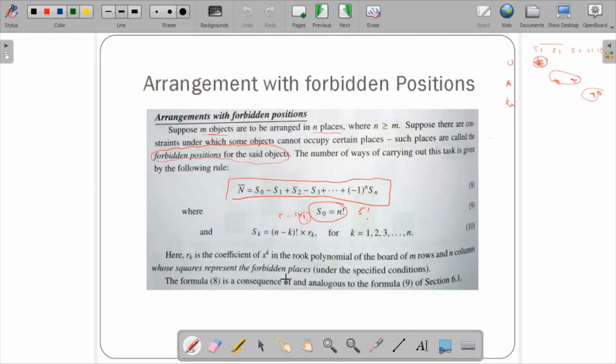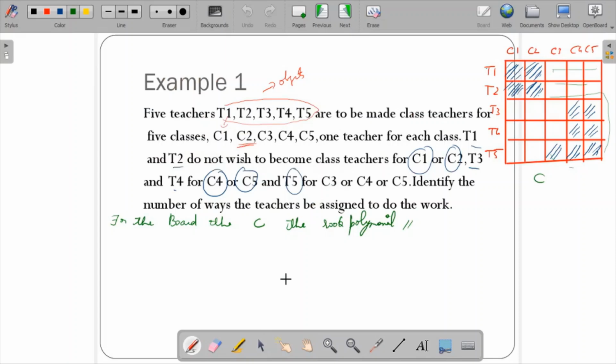So this is how we are going to solve the polynomial concept. For the board, the rook polynomial for this entire board, we'll get it from there itself. Remember students, you have to solve these boards using the product formula. Refer to example 1 of this video.